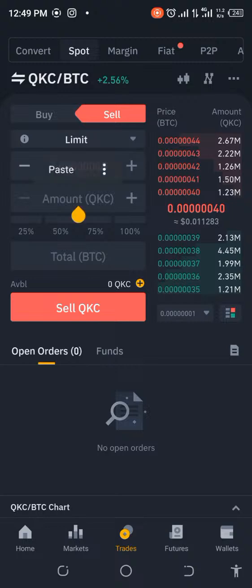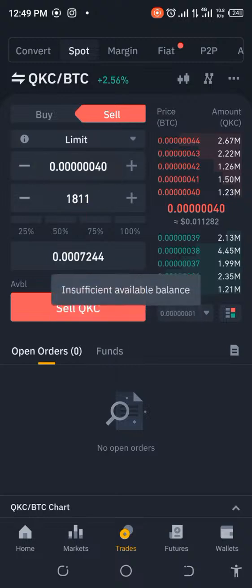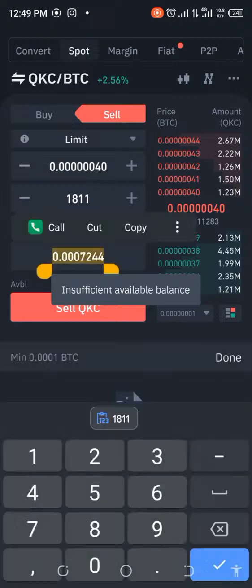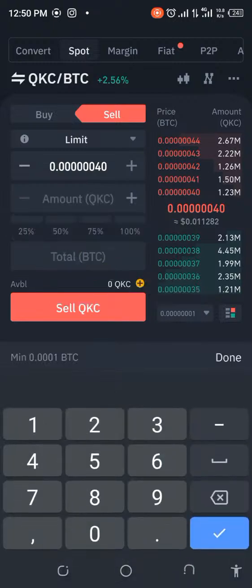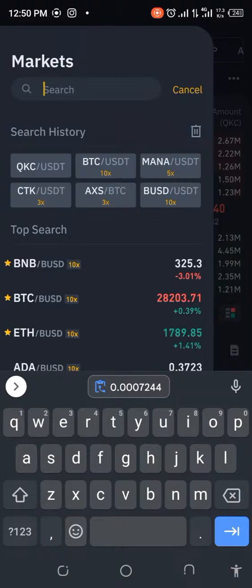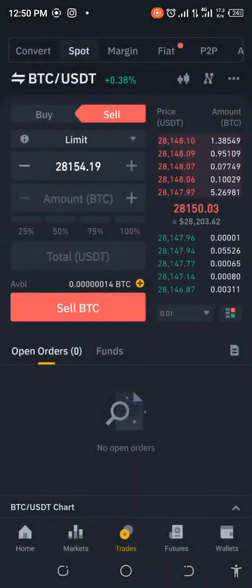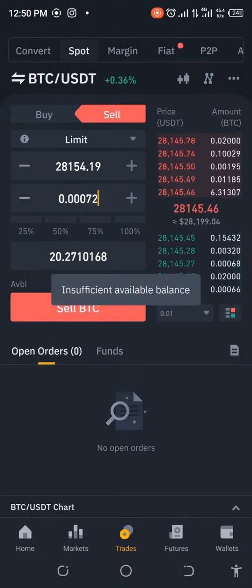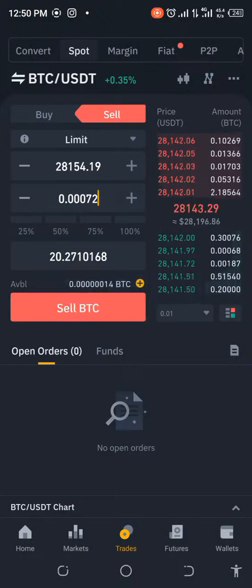Okay, are we still going to make a profit? Okay, we're selling this and then let's pick that out and then go to BTC USDT. Okay, let's see whether we can make a profit. Okay, there's still profit to be made here.